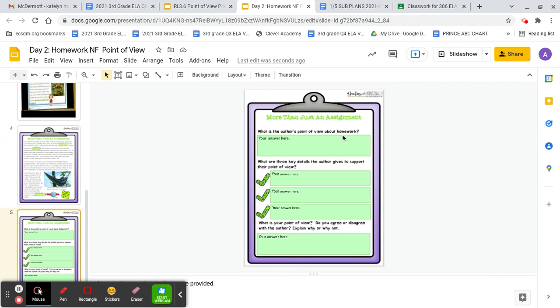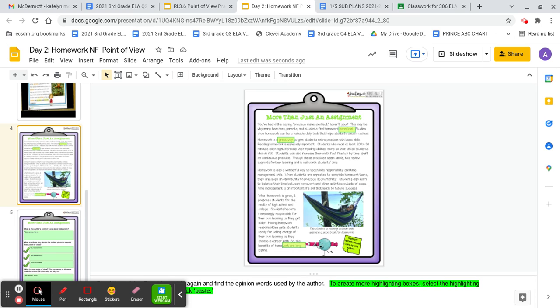So, more than just an assignment. You've heard the saying, practice makes perfect, haven't you? This may be why many teachers, parents, and students find homework beneficial. Students show homework can be a valuable daily task that helps students excel in school.